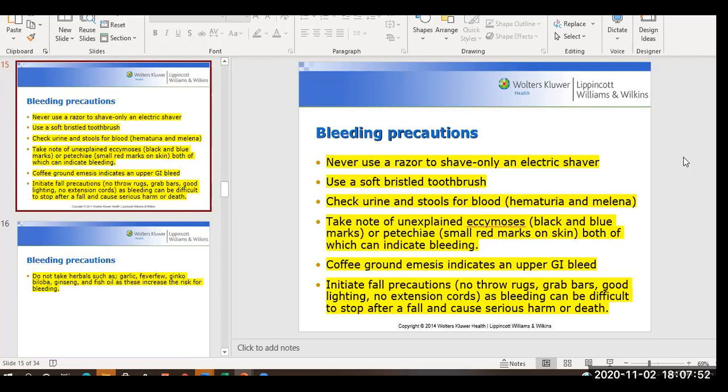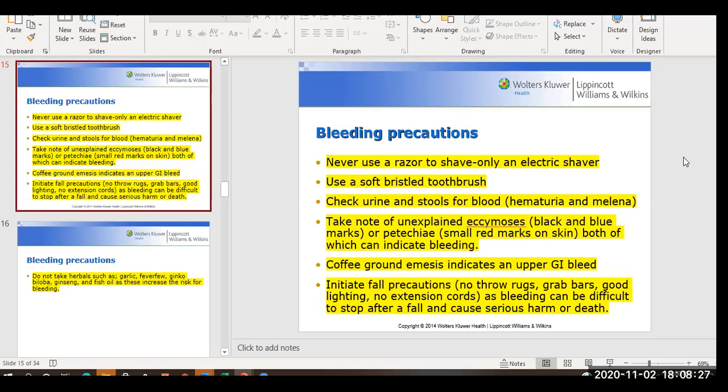Blood in the urine is hematuria. Hidden blood in the stool is melena, black tarry stool, melena, that's a bleed. Make sure that you teach them about unexplained black and blue marks, which are called ecchymoses, right? Or petechiae, which are little red, like pin marks on the skin. Both of those things are signs of bleeding. So if they're getting black and blue marks all over their arms, but they're not banging into anything, that's a problem. If they vomit and it looks like coffee ground emesis, that's an upper GI bleed.